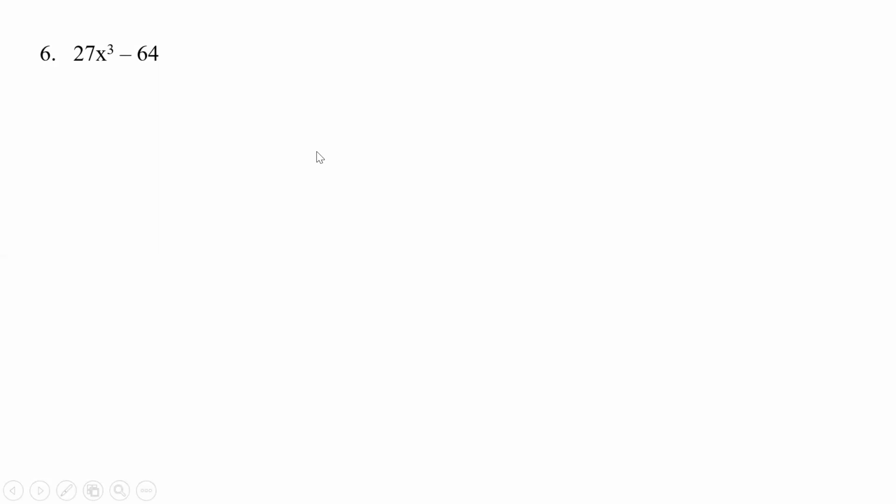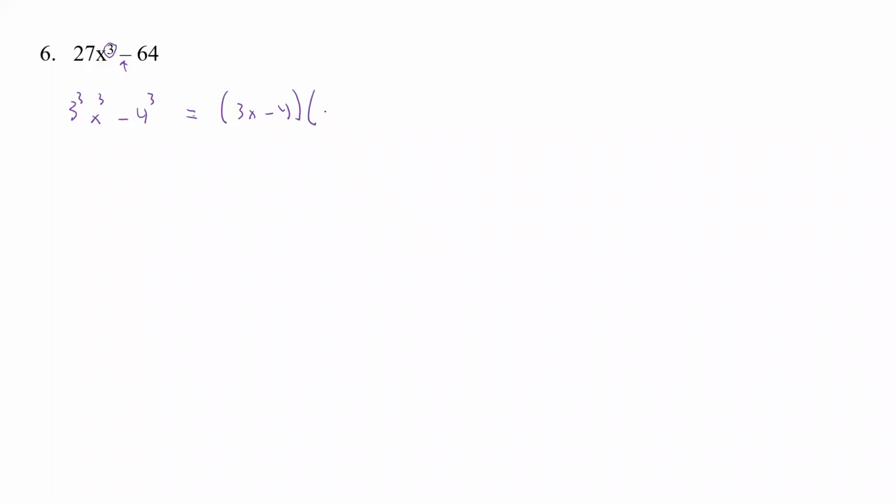All right, now this one, I have an x cubed, so that automatically keys me in on I'm probably doing the difference of cubes. So what is 27? Well, that's 3 cubed x cubed minus, well, what is 64? That's going to be 4 cubed, and so we have 4 cubed. And now we know that there's a formula we can do, and it's going to be a minus b, so it's going to be 3x minus 4, because the first one's going to match.